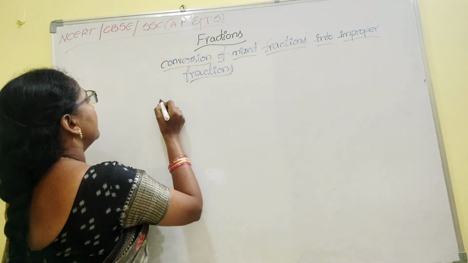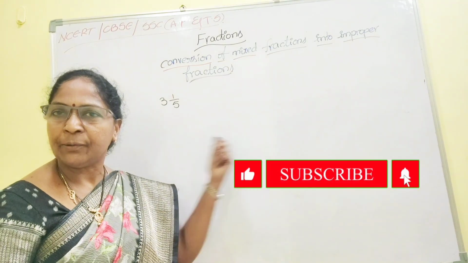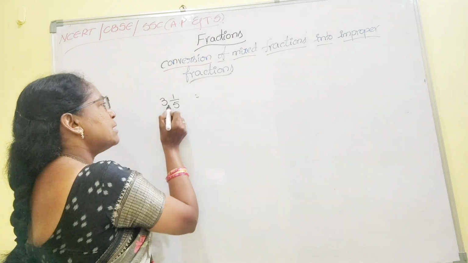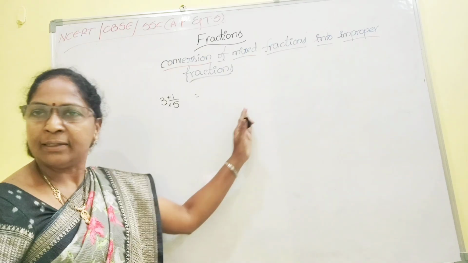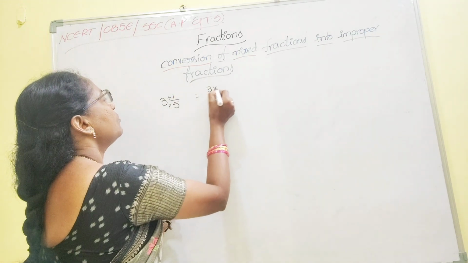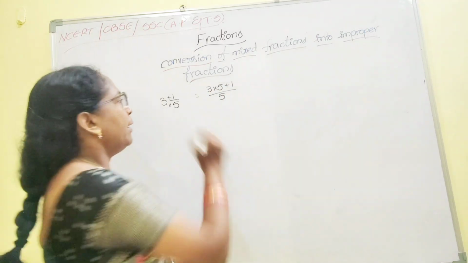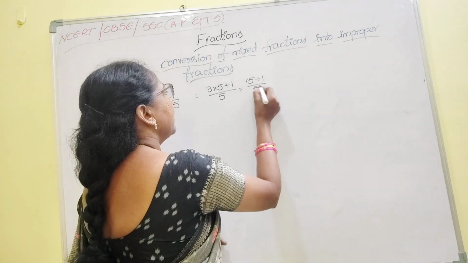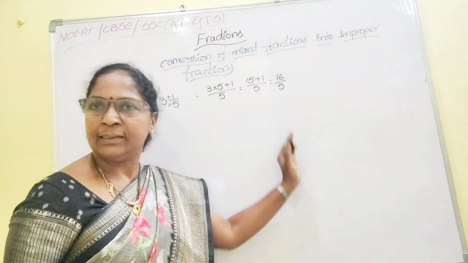For example, here 3 1 by 5. This is the mixed fraction. How to convert it into an improper fraction? Now here, this whole number 3 and this denominator, these two should be multiplied, and then add the numerator and write the value. So 3 5s are 15, 15 plus 1, that is (3 into 5 plus 1) divided by 5. Now 3 5s are 15 plus 1 divided by 5. The answer is 16 by 5. Like this you have to convert.